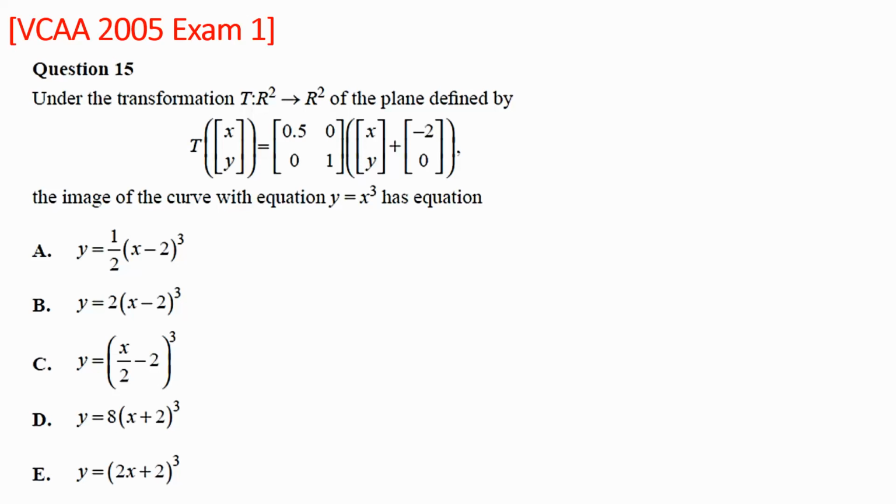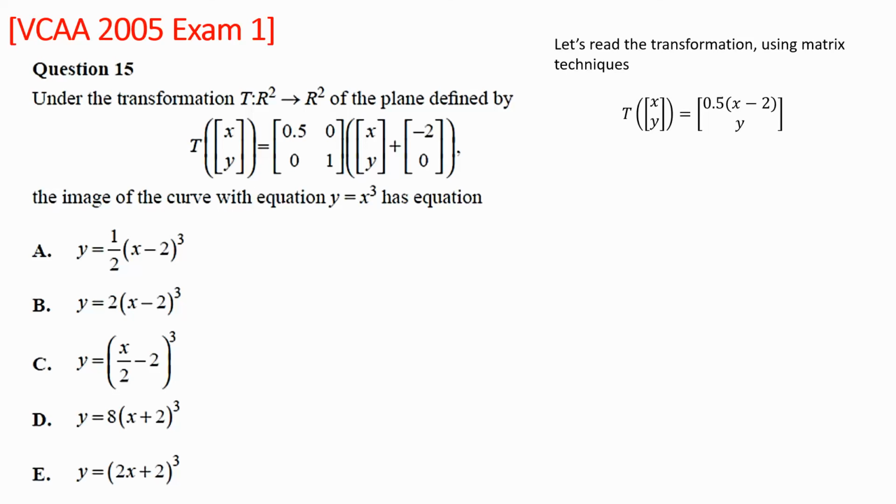Now, let's have a look at how we do this. I'll show you where the common mistake is, which is why people get the answer D. Let's read the transformation. This is the key part that a lot of students make a mistake on, right here. When I read it, my transformation means left by 2, and then dilate by a factor of half. So the sequence is left by 2 first, then dilate by a factor of half.